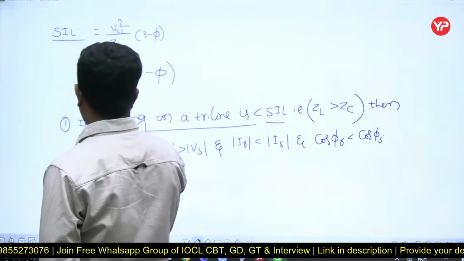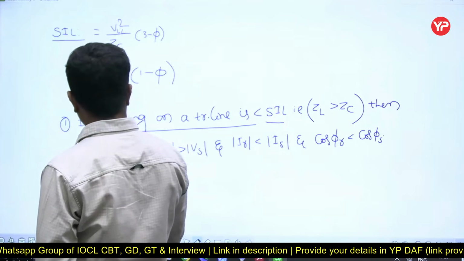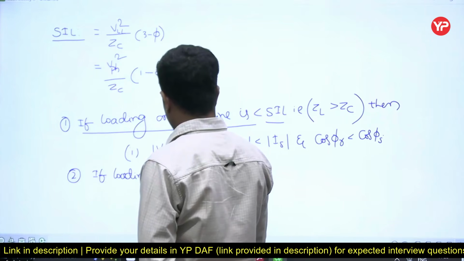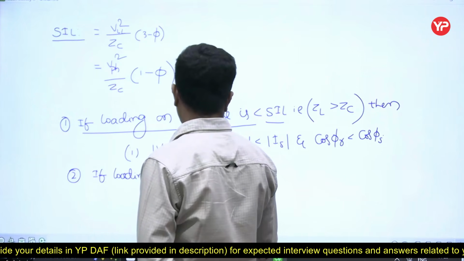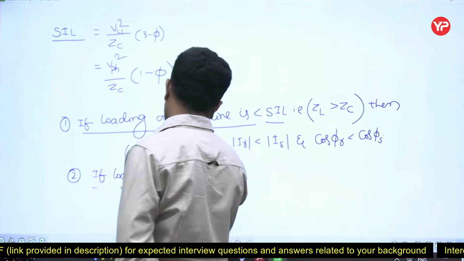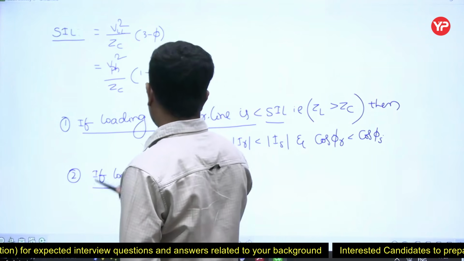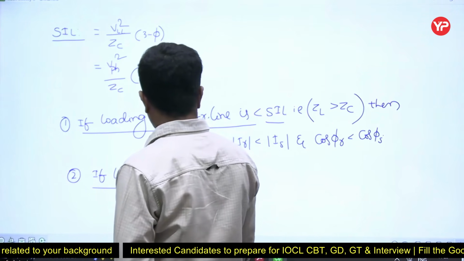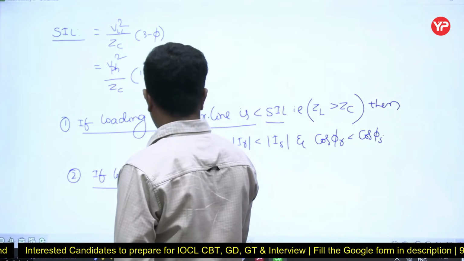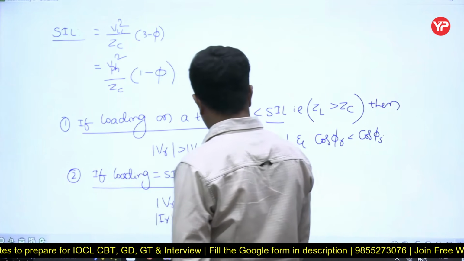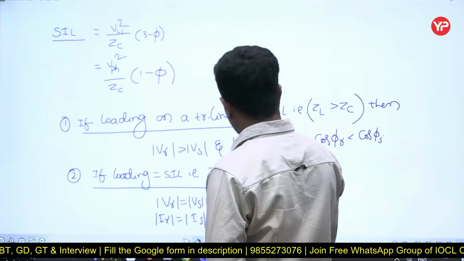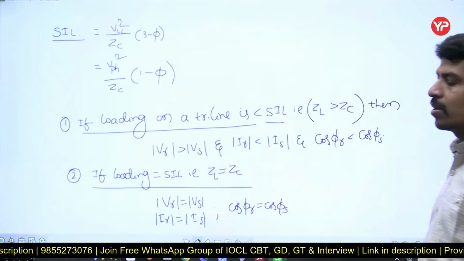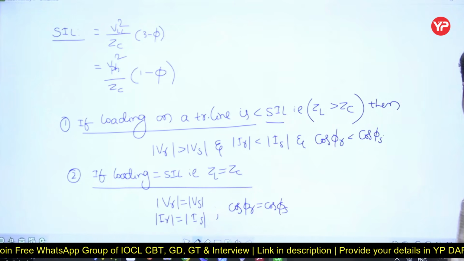Case 2 is if loading is exactly equal to surge impedance load, that is Z load is exactly equal to ZC, then mod VR is exactly equal to mod VS. Mod IR is exactly equal to mod IS. Receiving end power factor cos of IR is exactly equal to cos IS. Receiving end power factor and sending end power factor are exactly the same or equal.